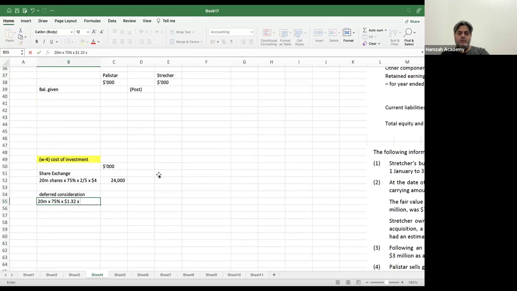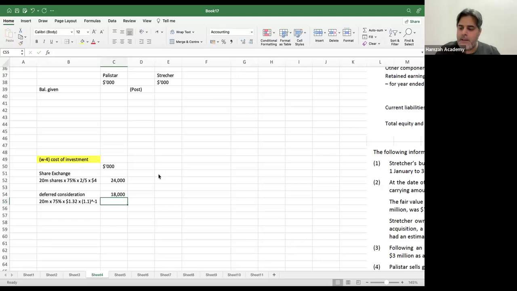1.32 acquired shares, and 10% is the cost of capital. So 1.1 whole raised to power minus 1. So 20,000 into 0.75 into 1.32 into 1.1 whole raised to power minus 1, 18 million over here as well. So our total cost of investment is going to be 42 million, which we have to record.